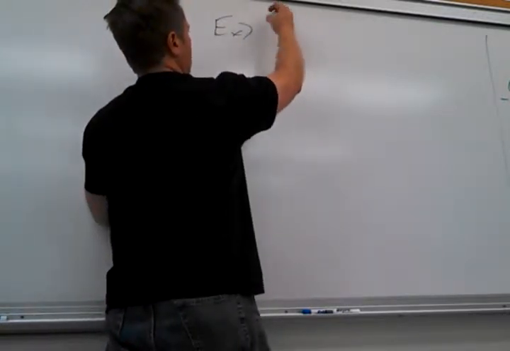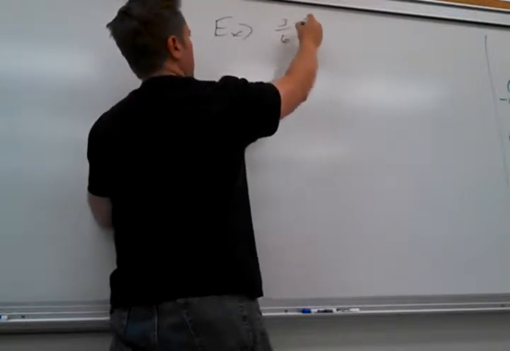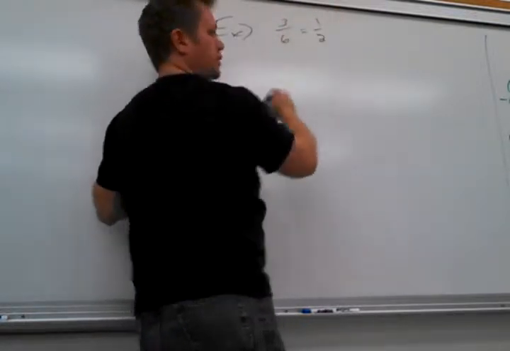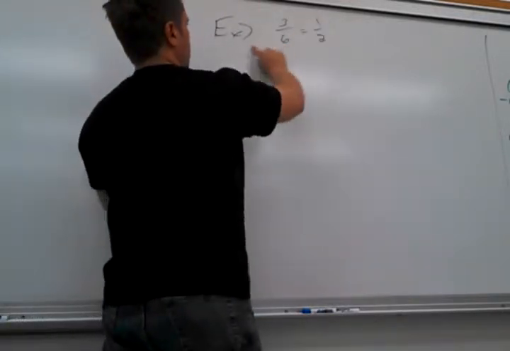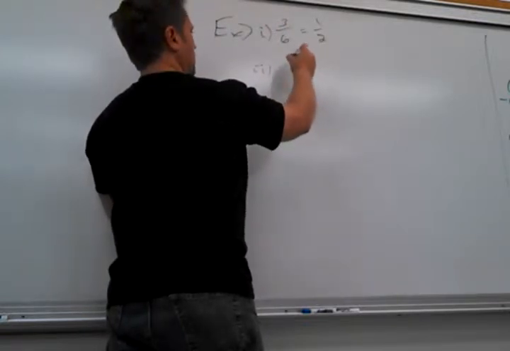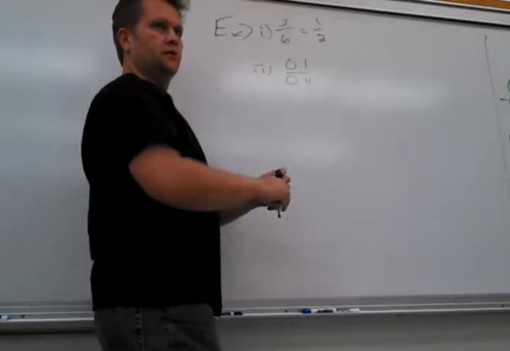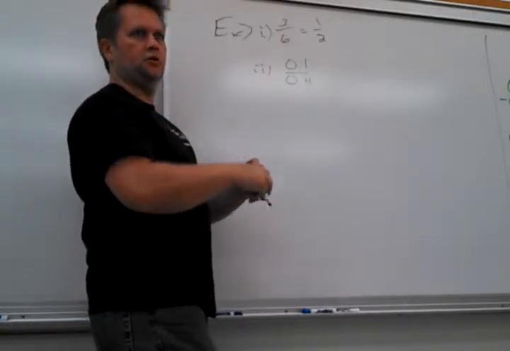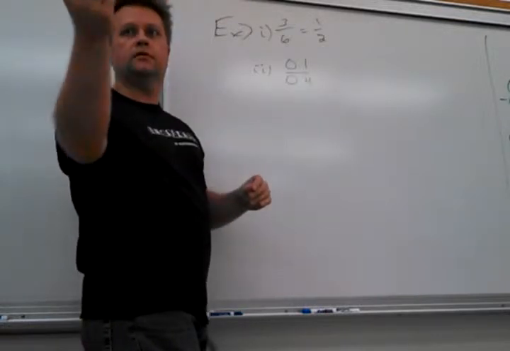So if I have a fraction 3 over 6, I can make that 1/2. Who knows what to do if I had like 0.1 over 0.4? What could you do to the top and bottom? Multiply by 10.